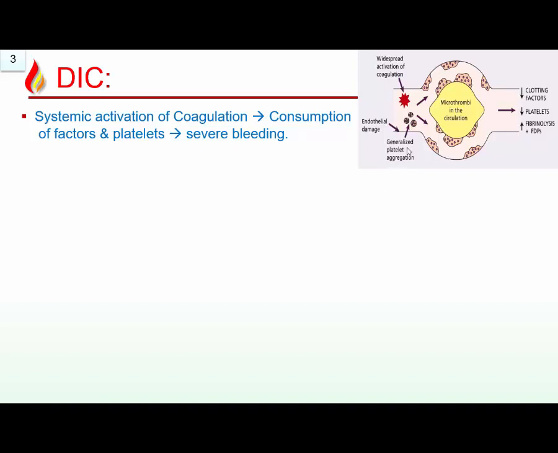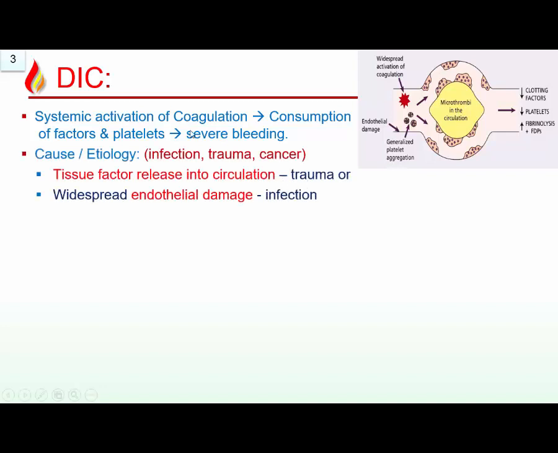So, some stimulus leads to activation of coagulation, forming those micro thrombi, and breakdown of the thrombi by fibrinolysis, ultimately using up all the coagulation factors and platelets, which results in severe bleeding. So, thrombosis, bleeding, loss of factors. Common causes are infections, extensive trauma, and cancer.